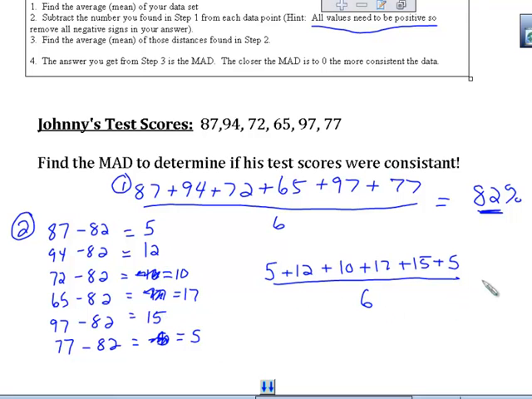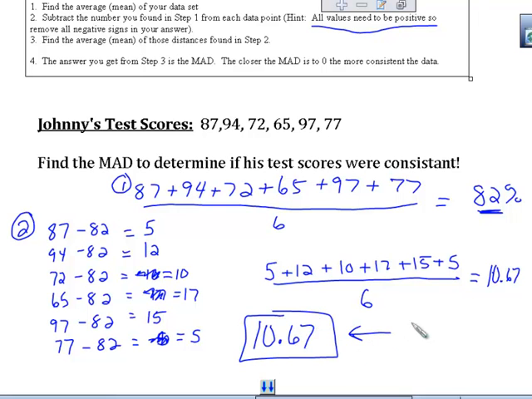Divide by 6. When I do this in my calculator, I wind up with the number 10.67. Let me write that bigger. 10.67. This right here is the MAD. That's all you need to do to find the MAD. Now, what does the MAD tell us? This is where step 4 comes into play. The answer you get from step 3 is the MAD. This is step 3.